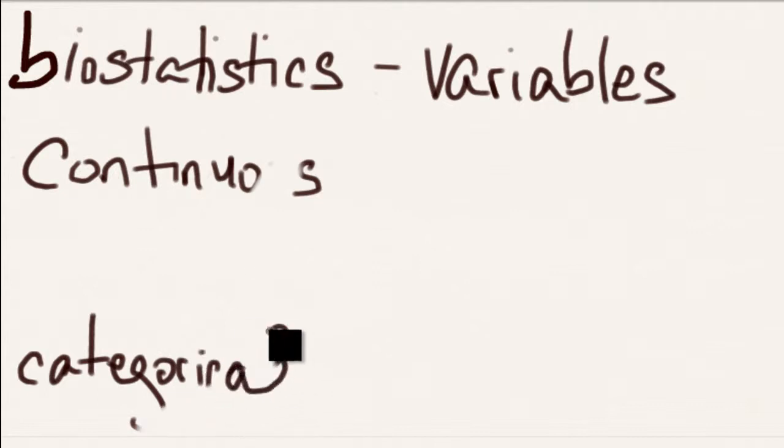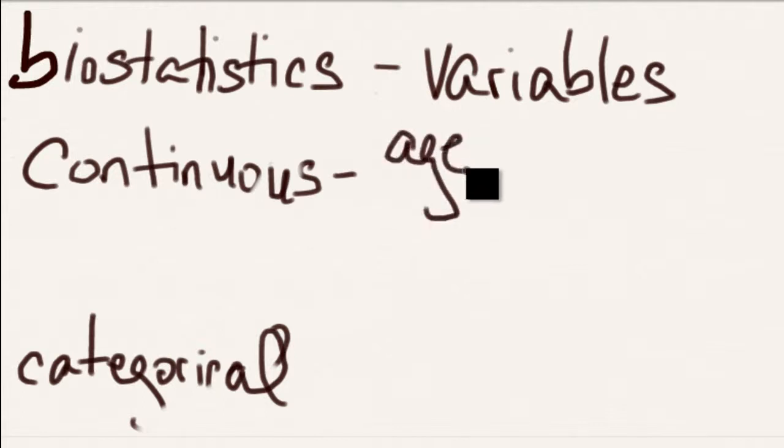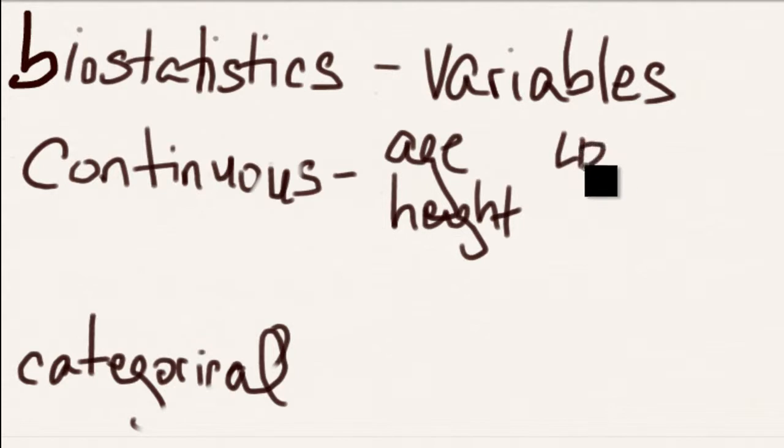Let's try that again. So let's look at continuous variables for a moment. Continuous variables are what you think they'd be. They're numbers, variables that are on a spectrum. Examples of that are age, or height, or particular blood tests. In this case, we'll choose LDL levels, or maybe ESR levels. Any variable that can be described by a number and is on a spectrum.